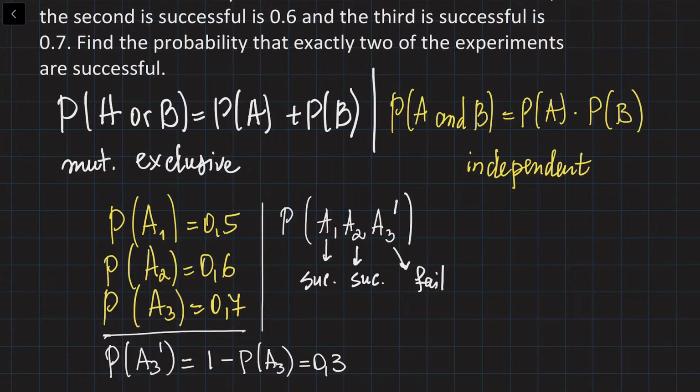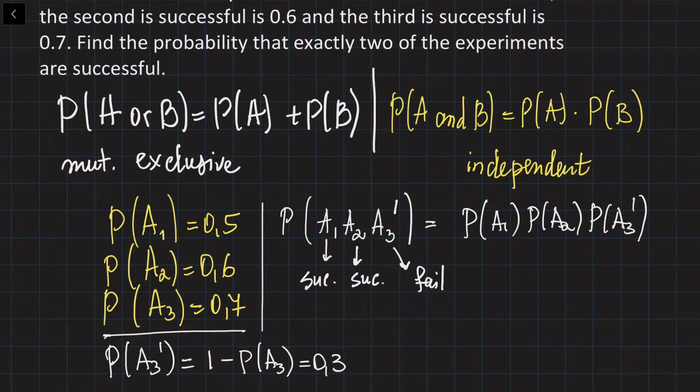So let us find this probability. It is going to be equal to the probability of A1 times the probability of A2 times the probability of A3 prime. I can just multiply the 3 probabilities because of the multiplication rule, or the AND rule. And since the experiments are independent, I can just multiply them without using conditional probability.